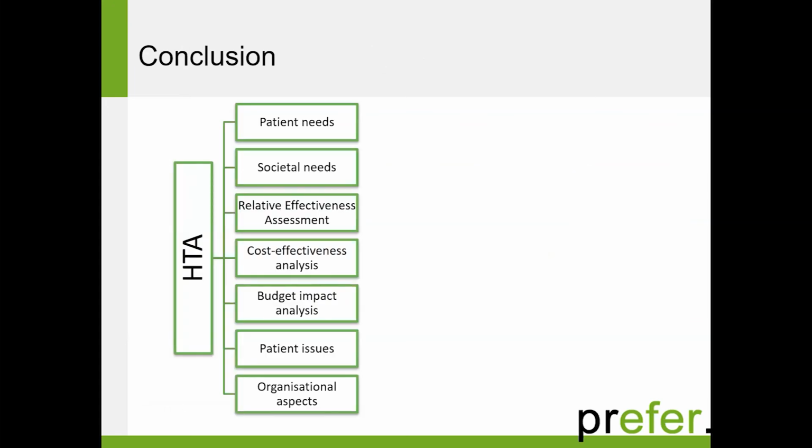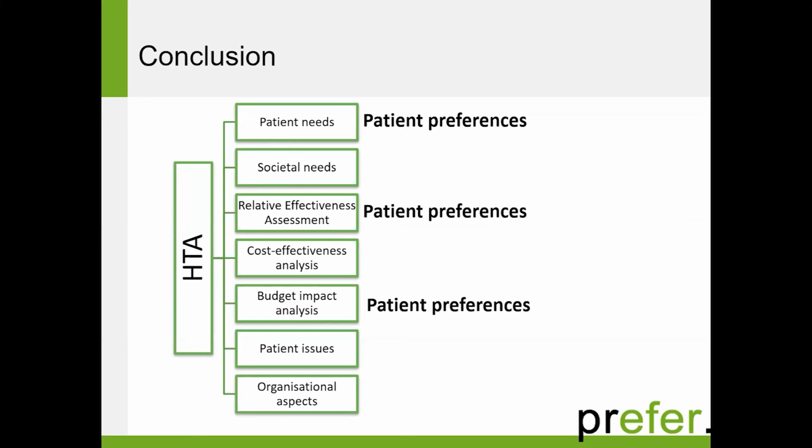So in summary, I think I explained that patient preferences can be used in HTA on several occasions. For instance, when identifying the patient needs, which is information that you need for the relative effectiveness assessment. You can use it in budget impact analysis to identify the potential uptake of your new treatment compared to the standard of care. For cost effectiveness analysis, it depends on what type of system you are working in.